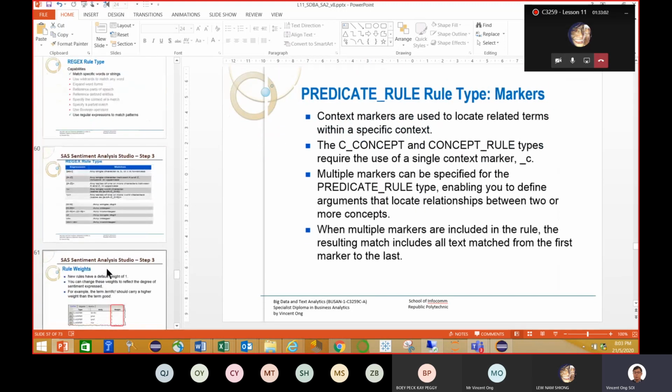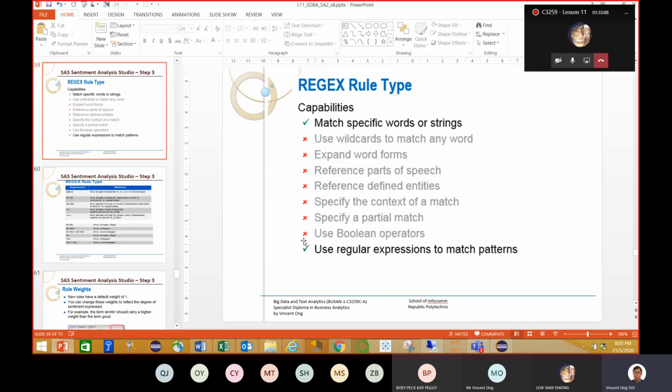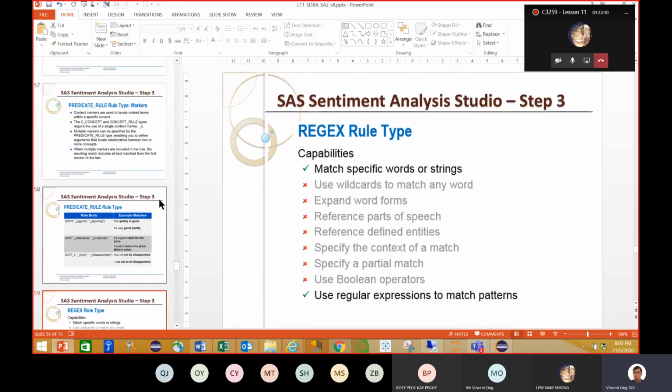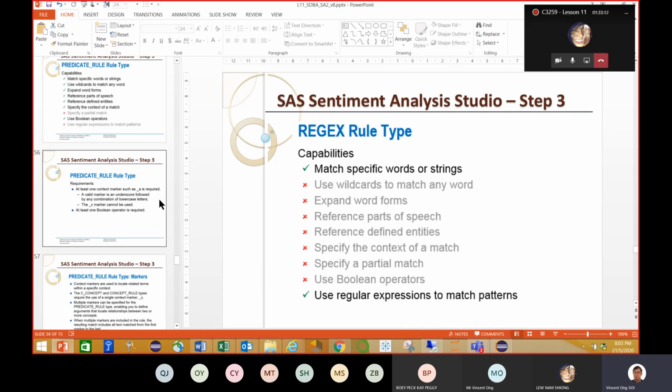Any question? We haven't finished yet. We still got quite a number of slides to cover. So basically in your coursework, the final coursework, you'll be required to do this, all right? The feature analysis, sentiment analysis at the feature level. So you may have to use some of these rules.